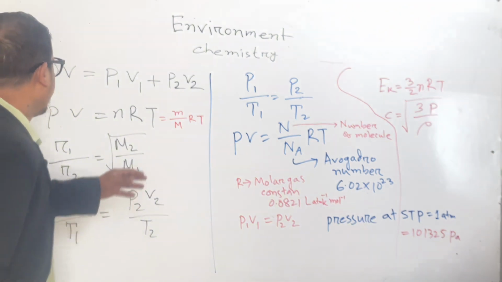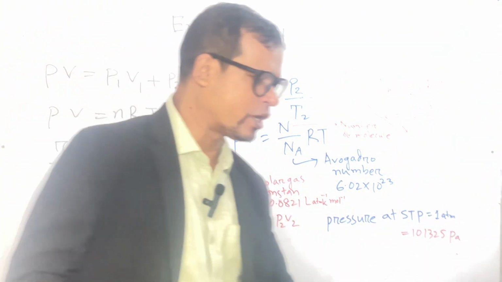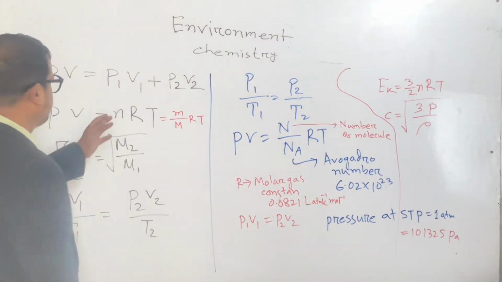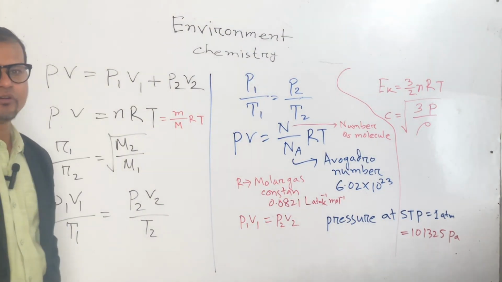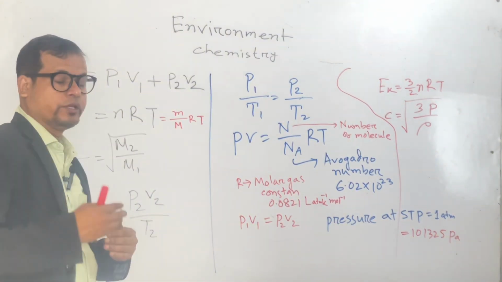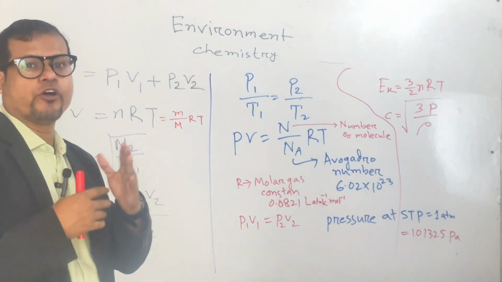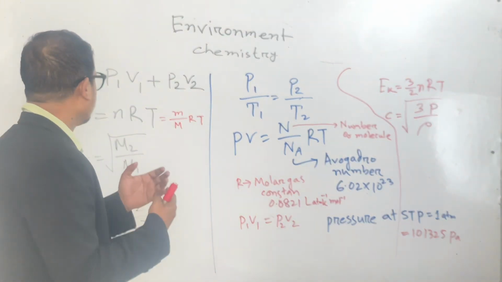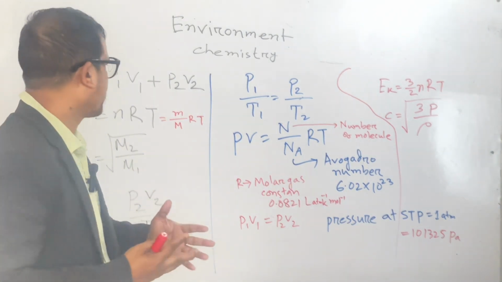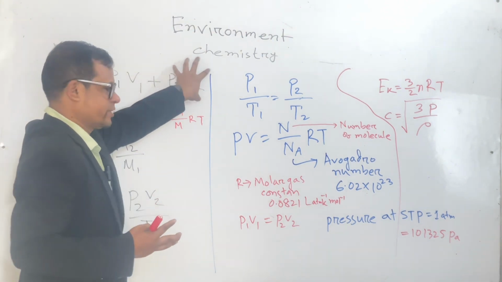Here P is the total pressure, V is the total volume, and P1 is the pressure of any gas. V1 is the volume of that gas, P2 is the pressure of a second gas, and V2 is the volume of the second gas. This part is related to the first gas, and this to the second gas.